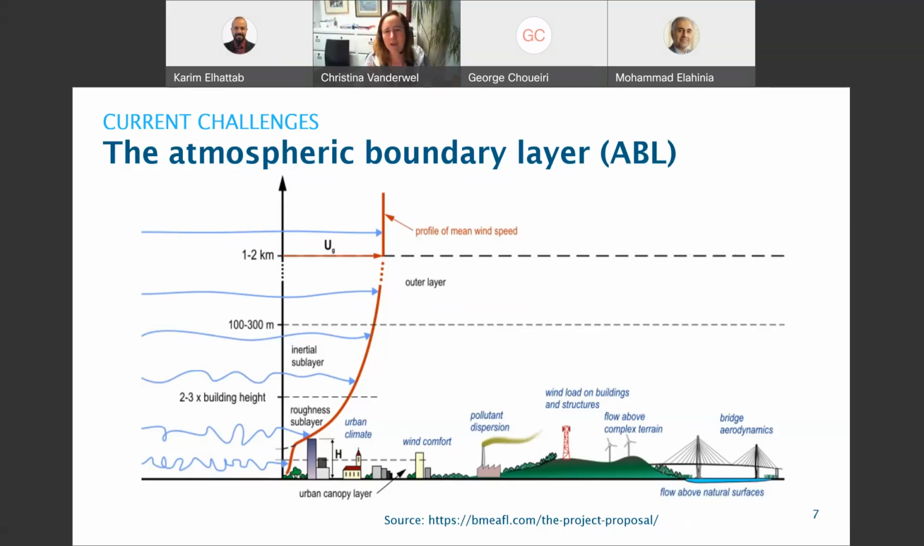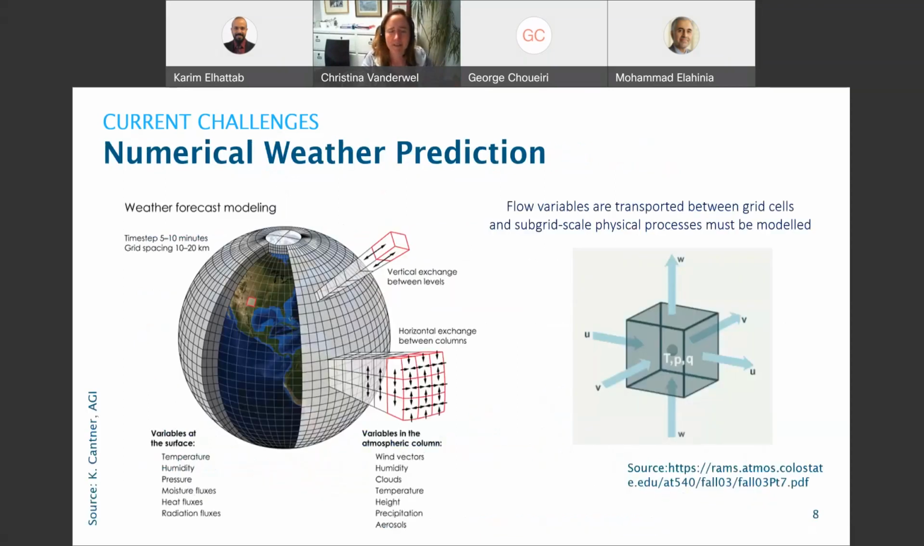So knowing this wind profile is important for predicting urban climates, for pedestrian wind comfort, for building wind loading, designing wind turbines, and also clearly pollutant dispersion at the ground level. And so basically the way it's currently done is using numerical weather prediction models.